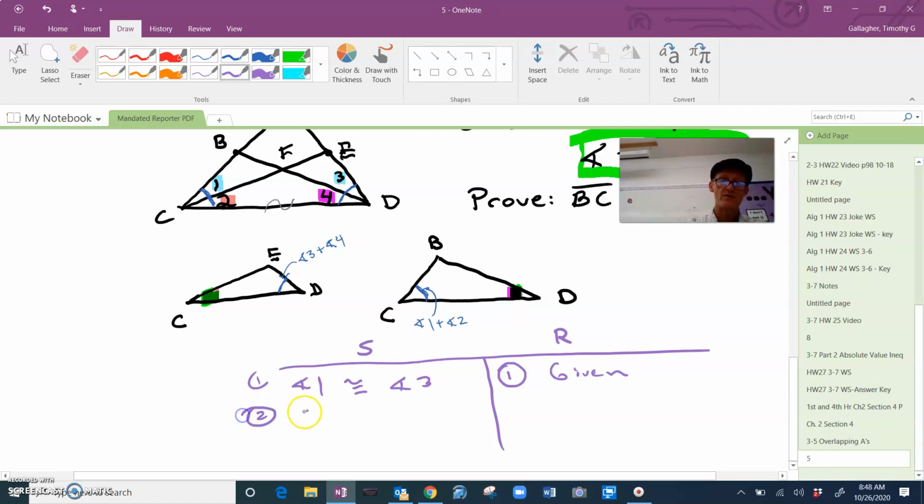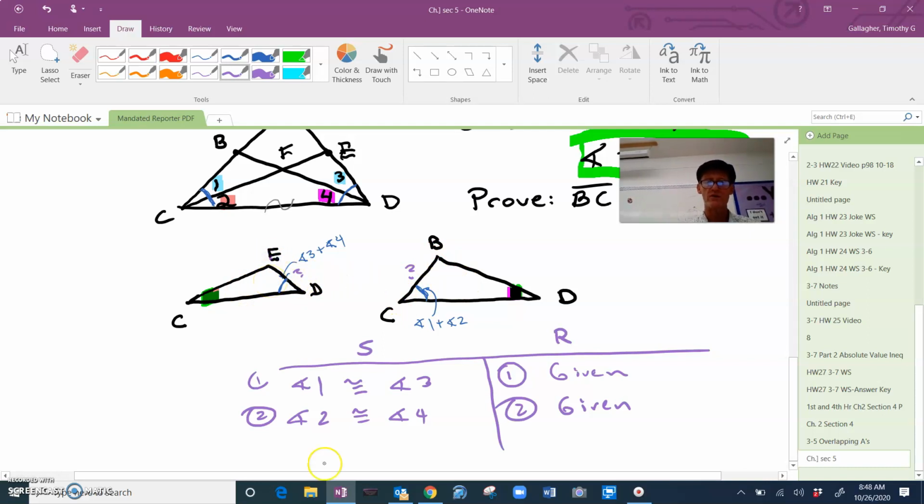And the second one is angle 2 is congruent to angle 4. And that's given. Okay, we have to prove BC is congruent to ED, right? So if we get the two triangles congruent, we can say BC and ED are congruent by CPCTC.